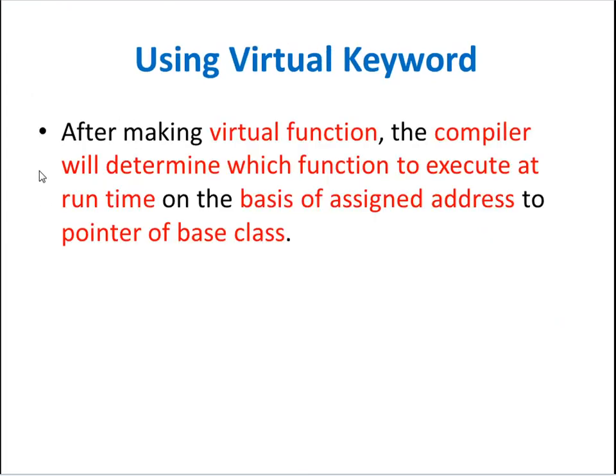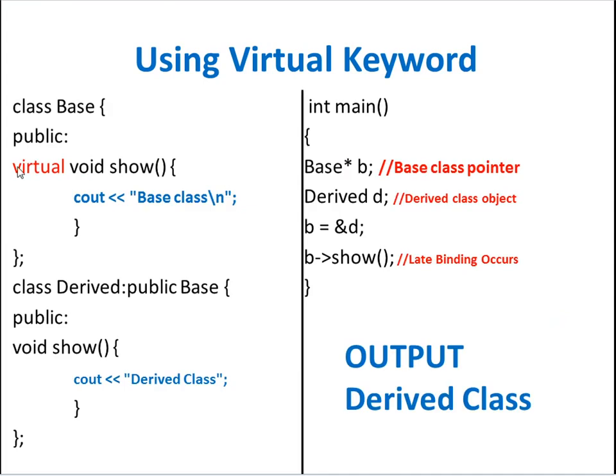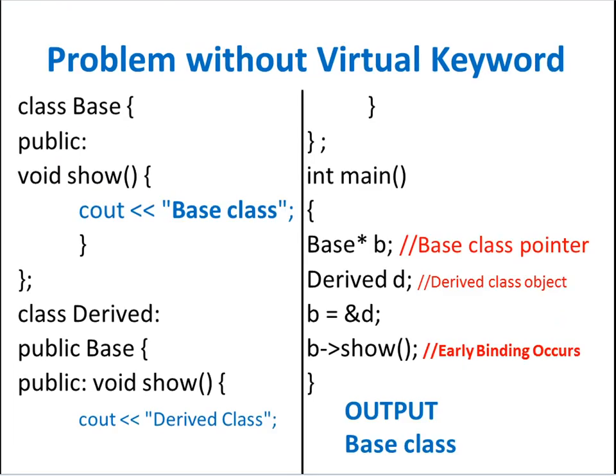Now, when we add the virtual keyword to a function, making it a virtual function, the compiler will determine which function to execute at runtime on the basis of the address assigned to the base class pointer. Okay, now here we have added the virtual keyword. The program is the same. If you just see here, this is early binding, and we know early binding means compile time polymorphism. Okay, the question is here, the code is same.